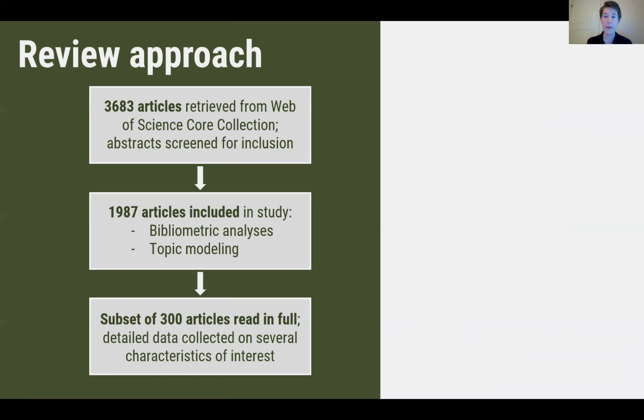I won't spend a lot of time on methods, but just really briefly, we retrieved about 3,700 articles from Web of Science. Our search strategy targeted abstracts containing both one of 30 or so terms related to presence-only data structure and also one of 5 terms related to biodiversity. Then after screening the abstracts, we retained just under 2,000 articles. We used this full data set for some bibliometric analyses and topic modeling to look at broad themes. And then we took a random subset of 300 of these included articles, read them in full, and collected more specific data on their characteristics.